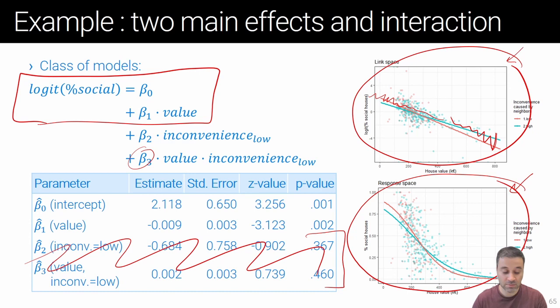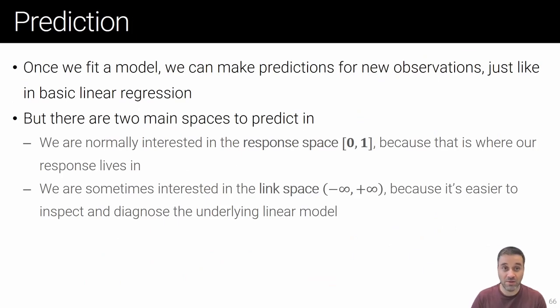What about predictions? Well, once we have fitted the model, of course, we can make a new prediction, just like in basic linear regression. But now we have two different spaces in which we can make a prediction. We can make it in the link space or in the response space. Normally, we're going to be interested in the response space. So we plug the numbers into the linear model, and we transform so that the prediction stays between 0 and 1. We are transforming back into the response space between 0 and 1. Why? Because, well, that's what makes sense to us. That's the nature of our response. That's where our observations live in the response space between 0 and 1.